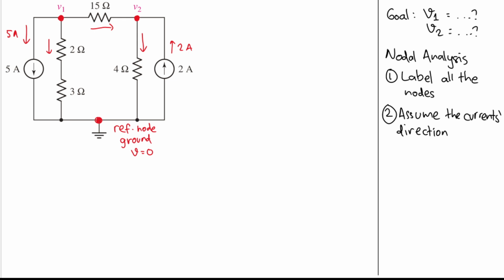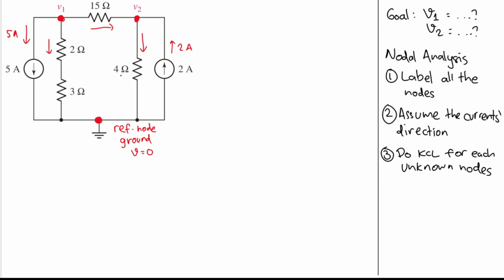Now let's do the third step, which is to do KCL for each unknown node. What do I mean by unknown nodes? Here we know that the voltage here is 0, right? So this is not an unknown node. This V1 is the one that we are looking for. The value of V1 is unknown, and the value of V2 is also unknown. So we need to do KCL at V1 and V2, right?